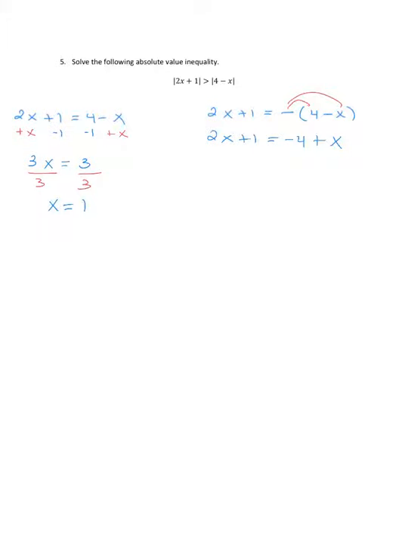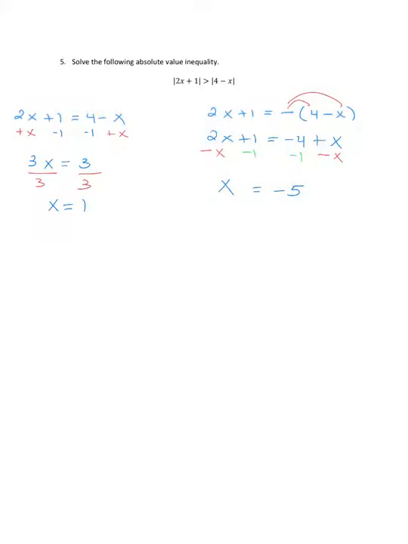I'm now going to subtract x and subtract 1 from both sides. So I'll take x away as well as 1. And I get x is equal to negative 5. So those are my two solutions.